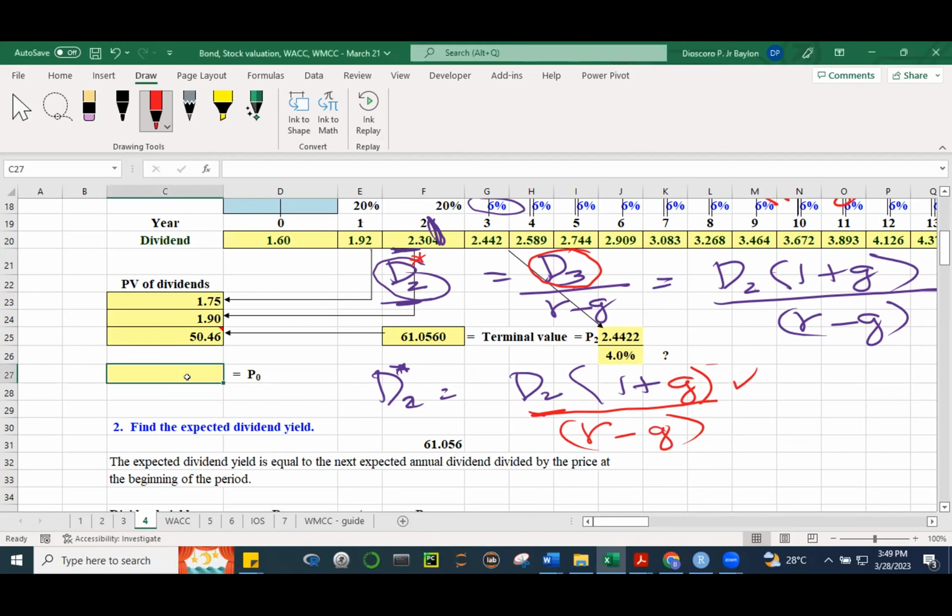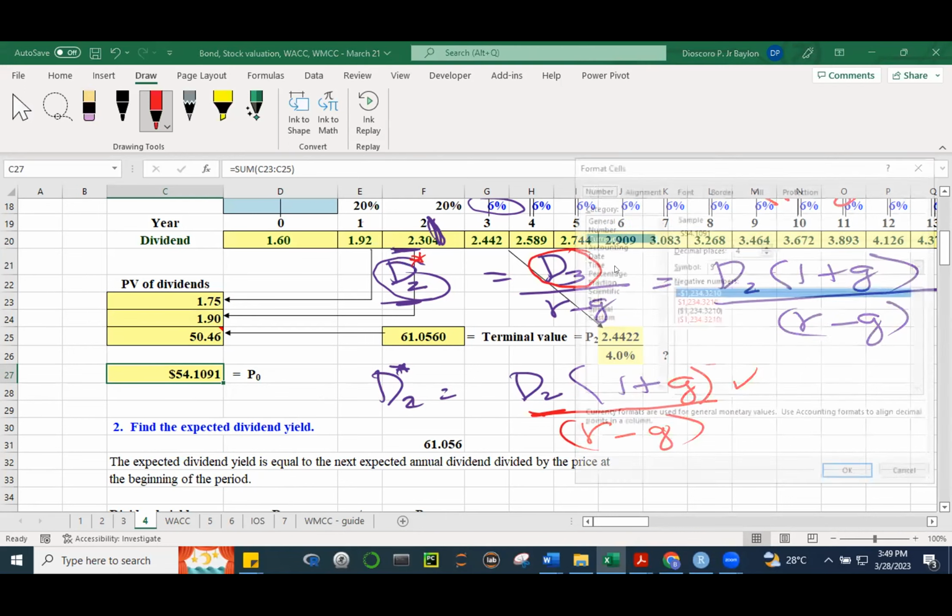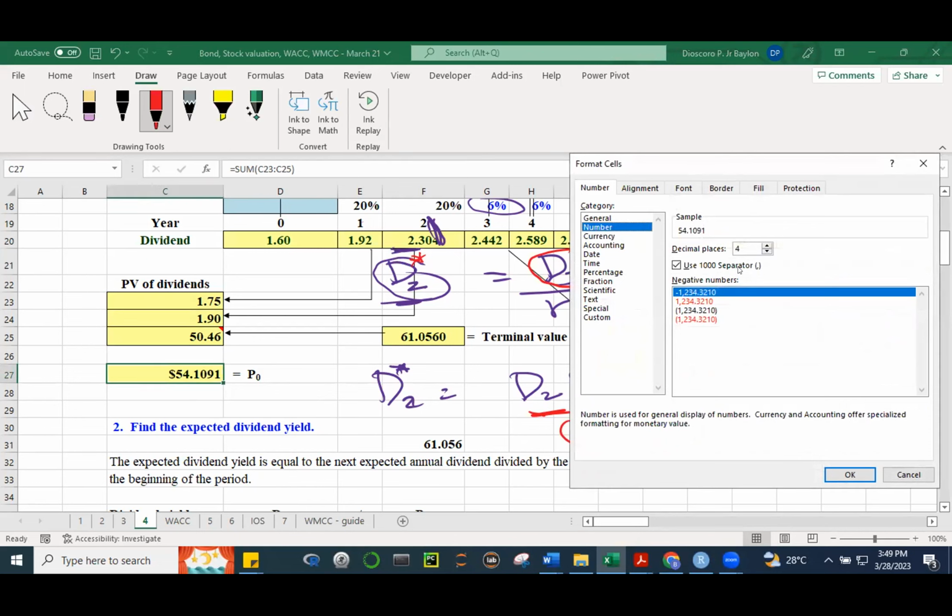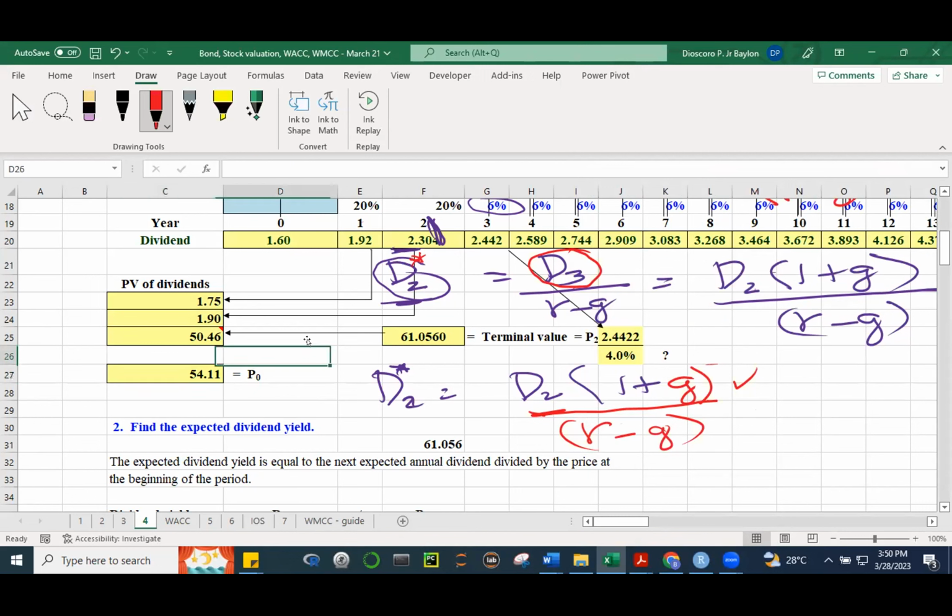All right? So just get the sum, which is equal to the sum of all of these present values of your dividends. Okay? Tanggalin natin dollar, control 1, a number, just 2 decimal places. All right, so it's 54.11. Okay. All right, so that's how we estimate the stock price using future dividends.